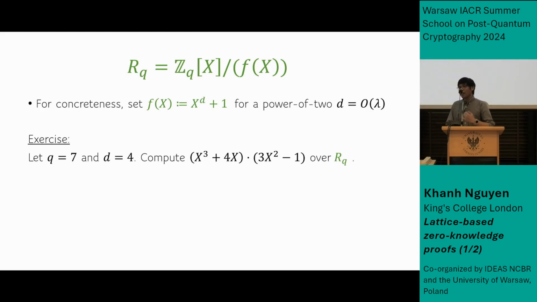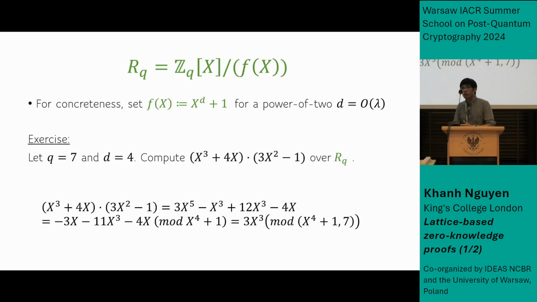So we will work over this ring R_q, where f is x to the d plus 1, where d is a power of 2. It's the ring of integers of the power of 2 cyclotomic. Let's do a very quick exercise to get more familiar with this ring. Let's compute x cubed plus 4x times 3x squared minus 1 over R_q, where q is equal to 7, and d is 4.